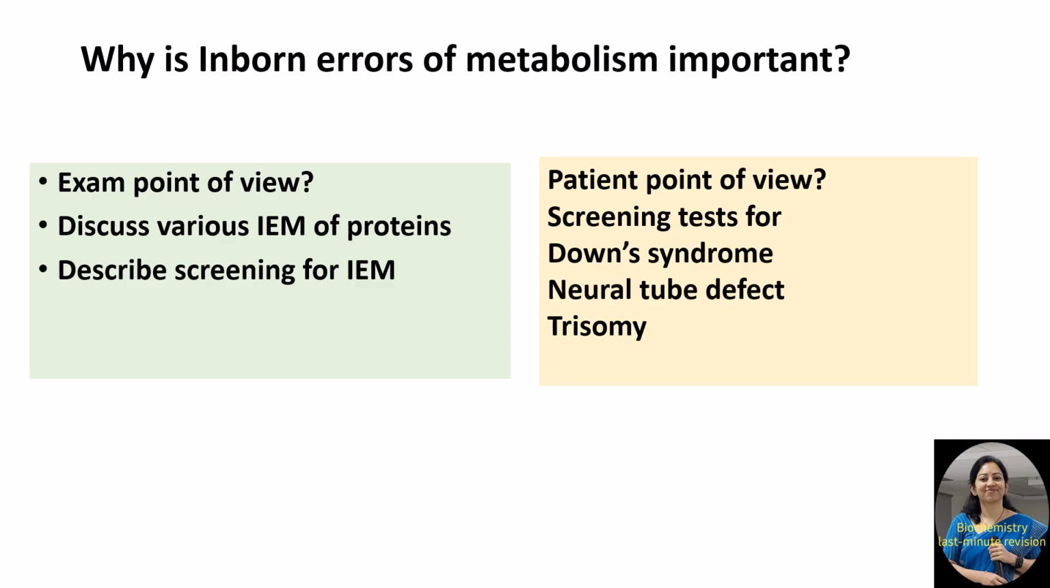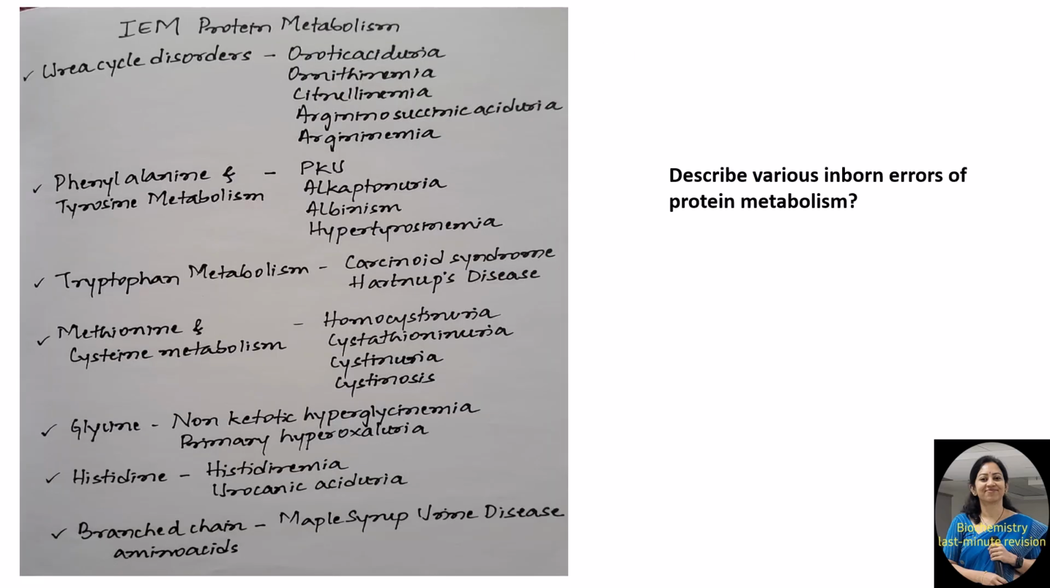Now, why is this inborn error of metabolism topic important? From the exam point of view, these are the questions that are probably asked: discuss various inborn errors of metabolism of proteins and describe screening for inborn errors of metabolism. From the patient point of view, you need to know the screening tests for Down syndrome, for identification of neural tube defects, and for trisomy 21, that is Down syndrome, trisomy 18 and trisomy 13.